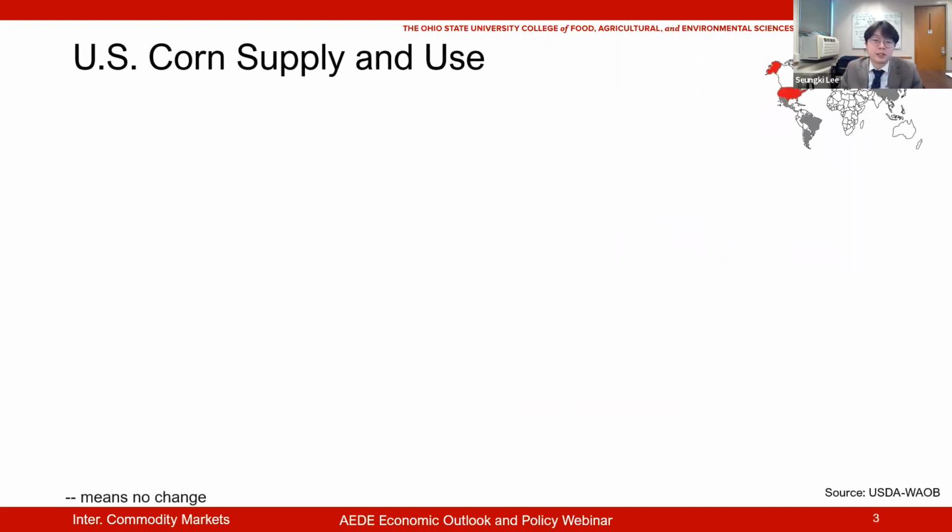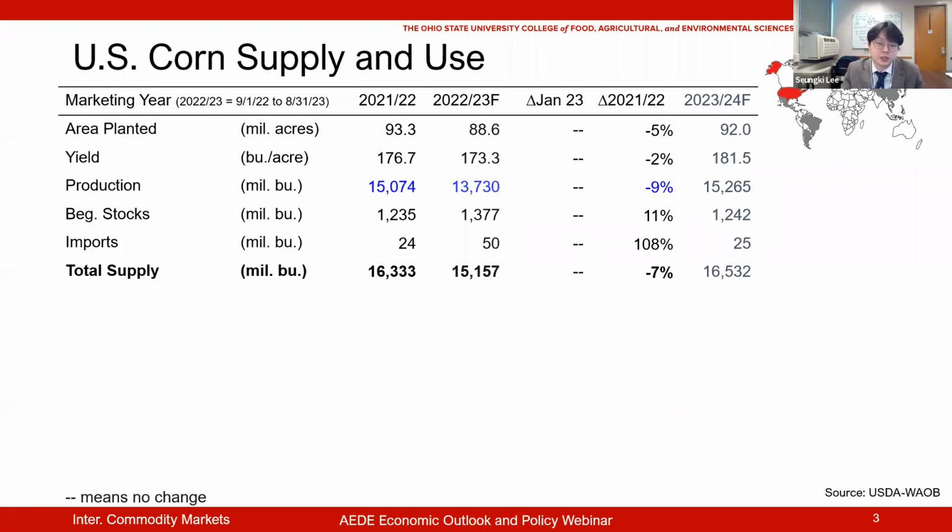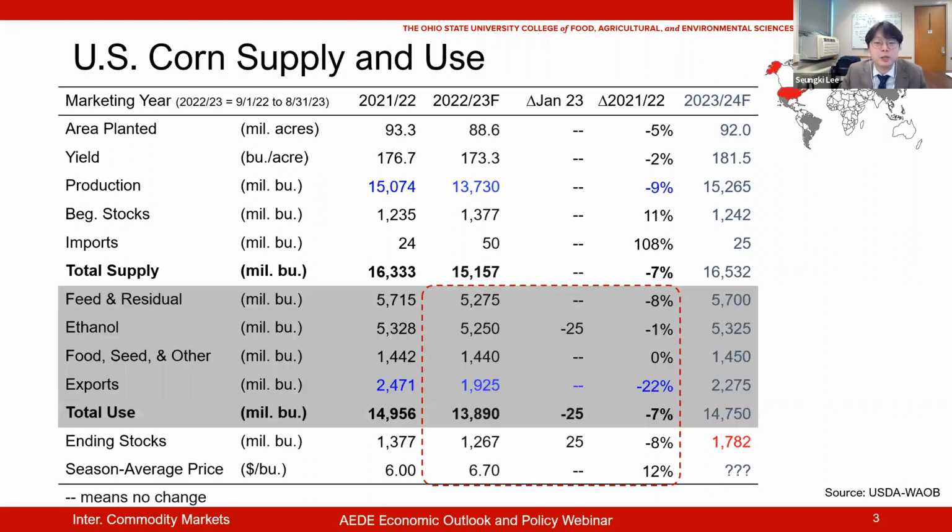So let's check the US corn balance sheet first. You're seeing the supply side estimates now. Now the harvest is done, so certainly we don't see any updates in the supply. We had very low production last year because of the weather, and the total supply is 7% down compared to last year. Maybe the more interesting part should be demand.